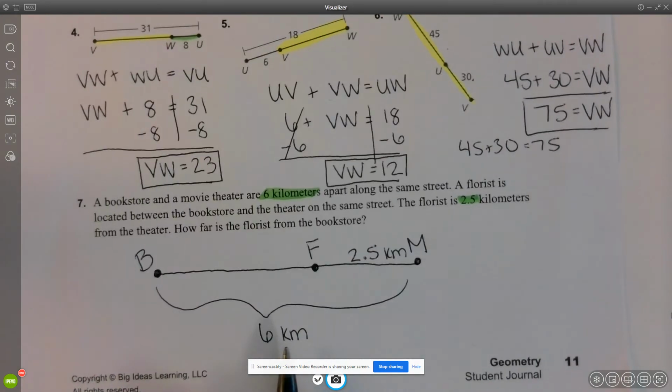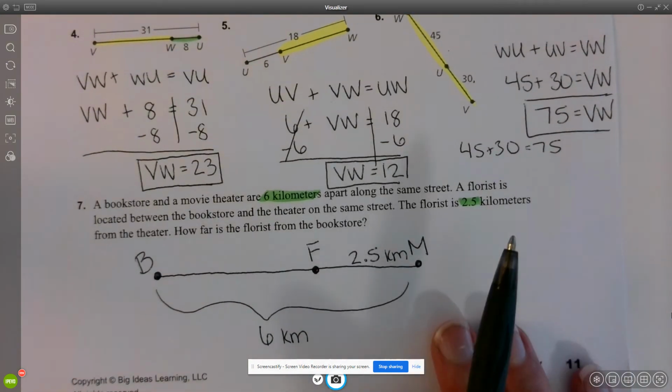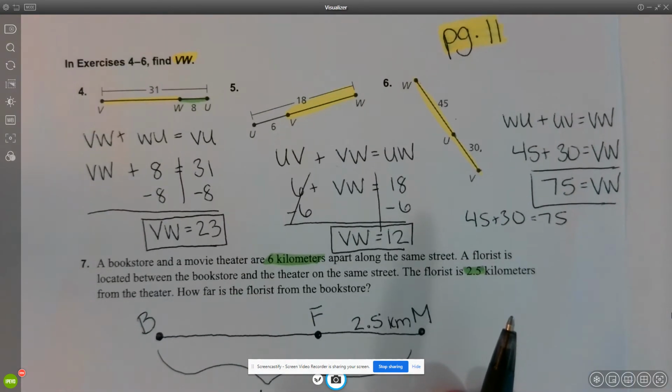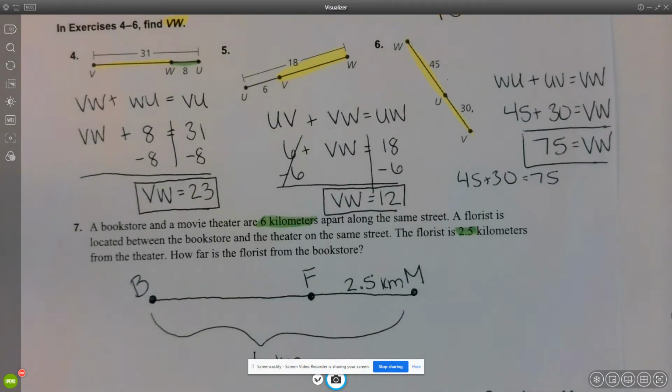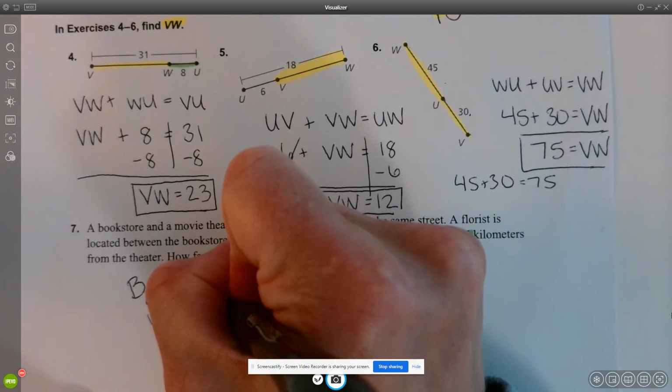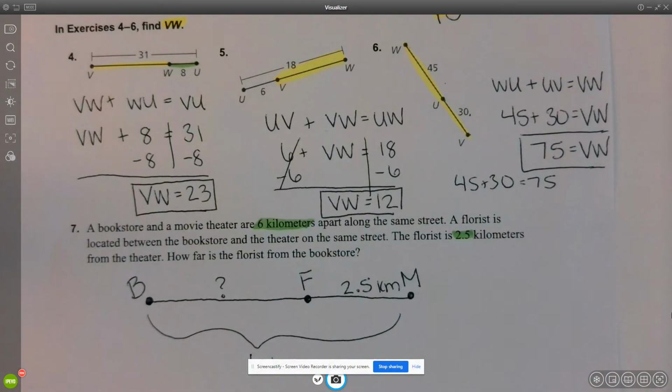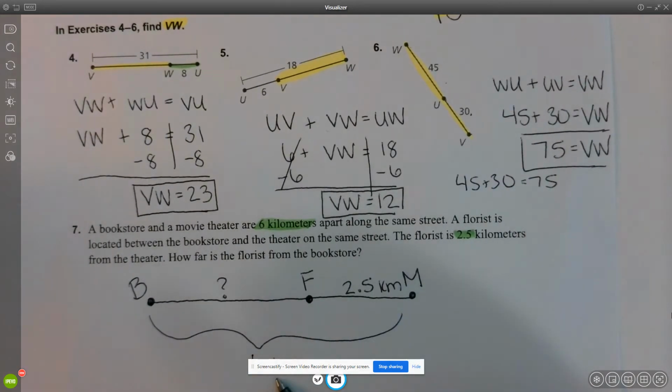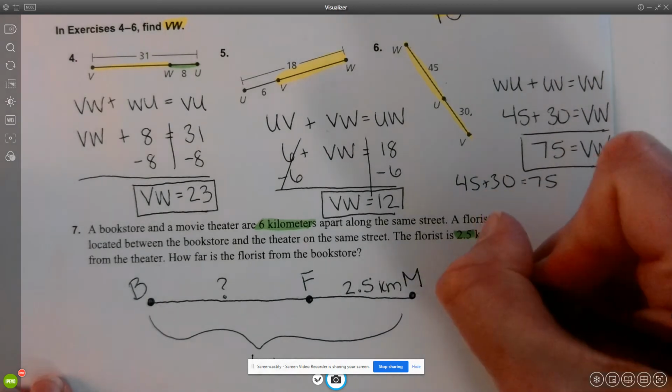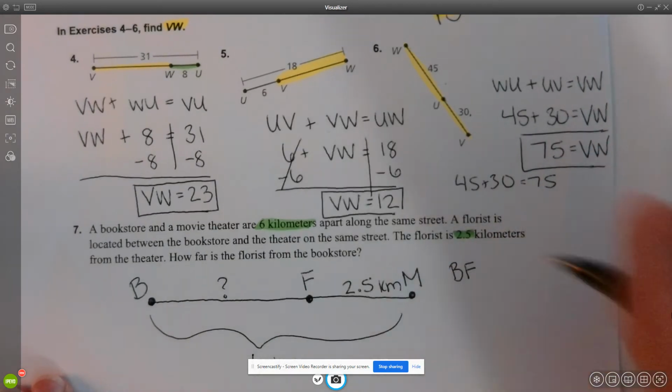So now you can see I've got a situation that looks very similar to numbers 4, 5, and 6 up above. And we're trying to find out how far the florist is from the bookstore. So I'm trying to figure out that length there. And again, you might automatically see that you have to subtract 2.5 from 6, but I'm going to set up the equation just so you can see.